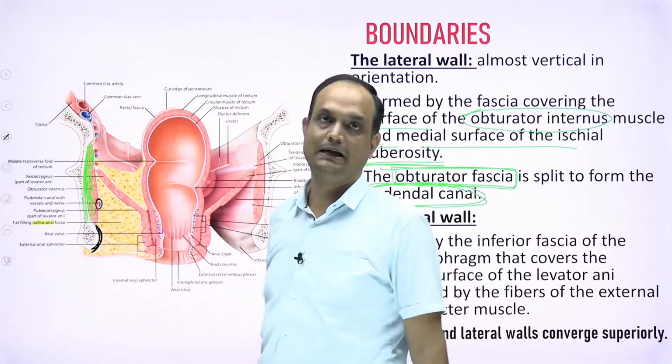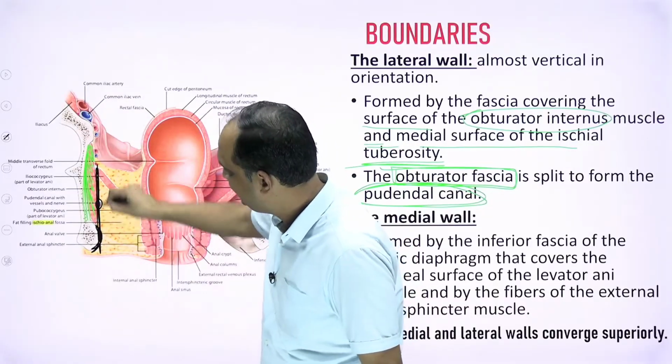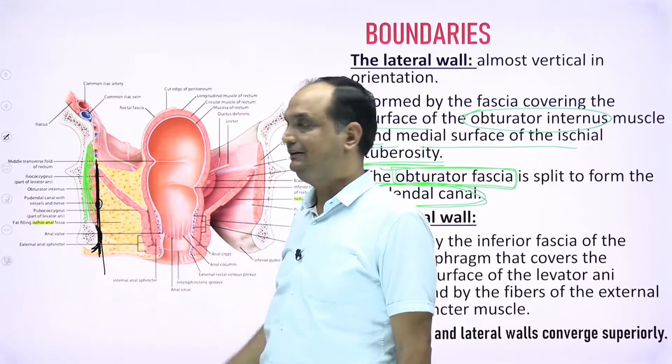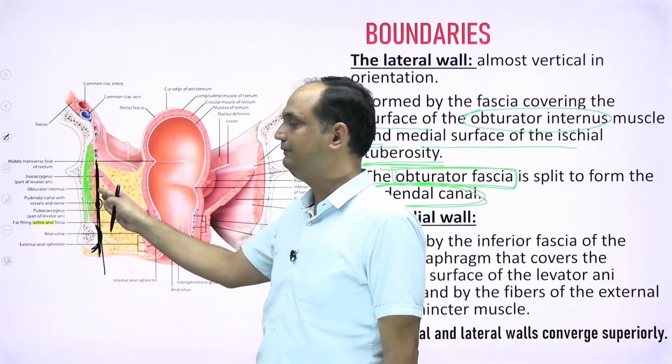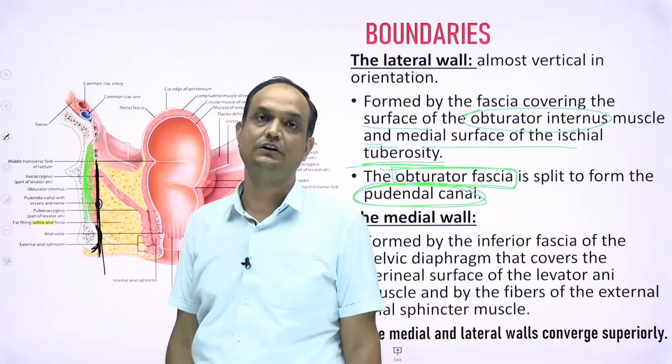and this canal is known as pudendal canal. So when you are talking about the lateral wall, you have to write down that the lateral wall is vertical and it is formed by the obturator internus, which is covered by the fascia, pudendal canal and inner surface of ischial tuberosity.